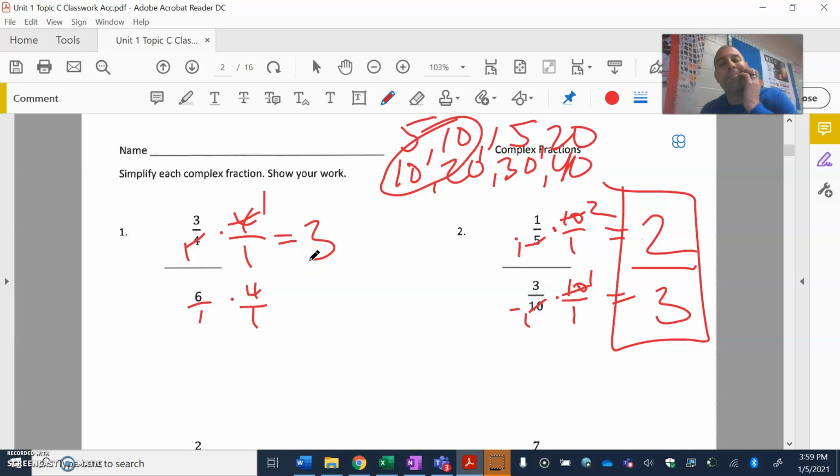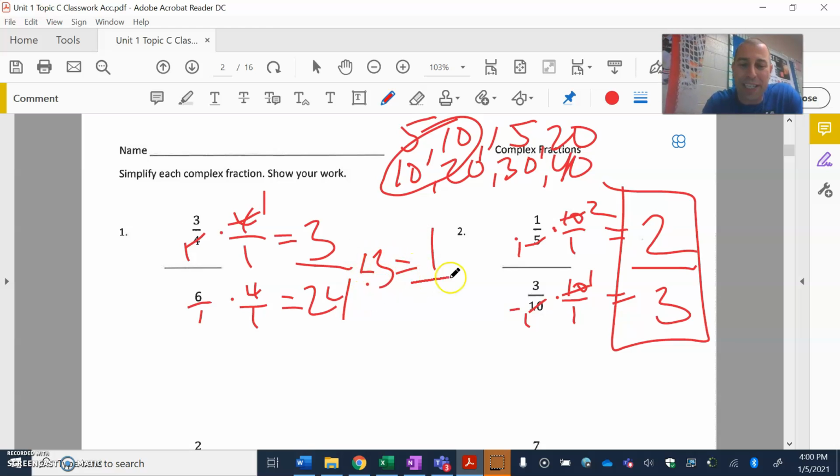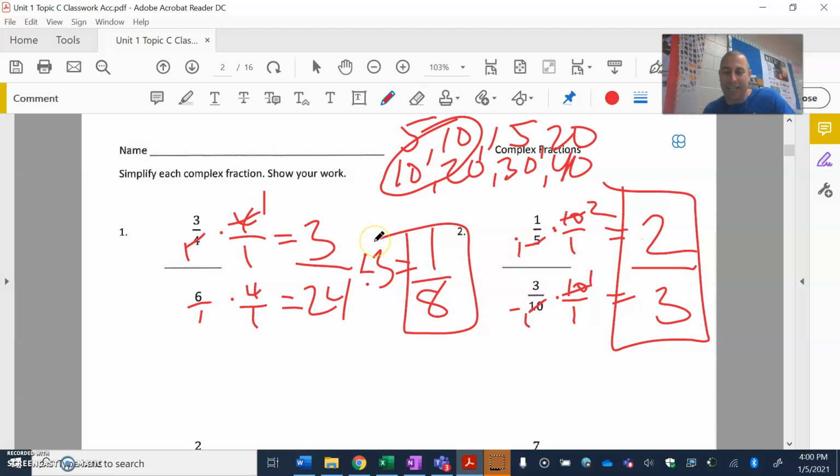Down below here, no cross division. So we're just going to multiply across. Well, that's going to be a 24. 6 times 4 is 24. 24 over 1 is 24. So we get 3/24. Need to simplify though. We can divide them both by 3. So because we can divide them both by 3, we get 1/8. And there's your winning answer.